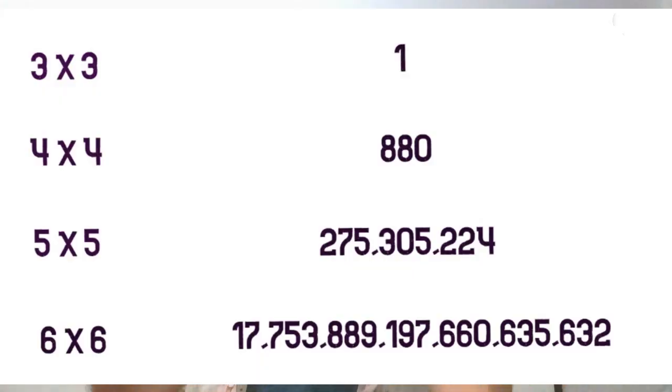On the other hand, the 6 by 6 magic square has 17 quintillion, 753 quadrillion, 889 trillion, 197 billion, 660 million, 655,632 solutions. Meanwhile, the 5 by 5 has 275,305,224, and the 4 by 4 magic square has 880 solutions. I found that out last year, and when I heard that, I was like, wow, I have to investigate.